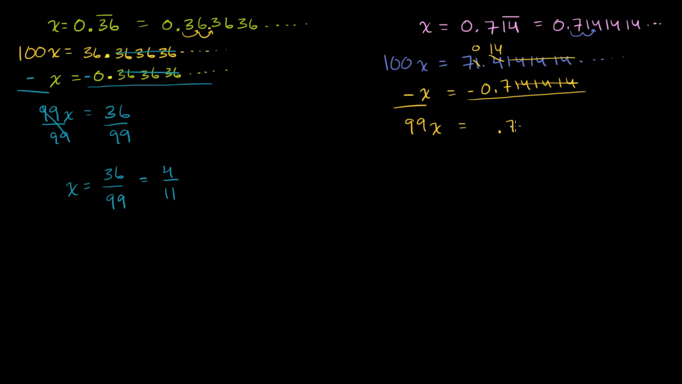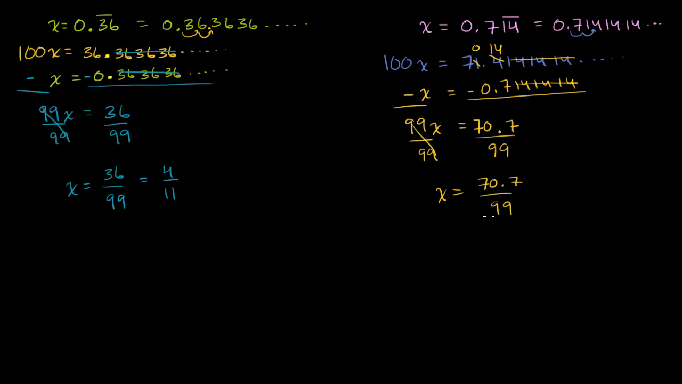So you have 14 minus 7 is 7, and then 70 minus 0. So you have 99x is equal to 70.7. And then we can divide both sides by 99. You can see all of a sudden something strange is happening because we still have a decimal, but we can fix that up at the end. So let's divide both sides by 99. You get x is equal to 70.7 over 99.